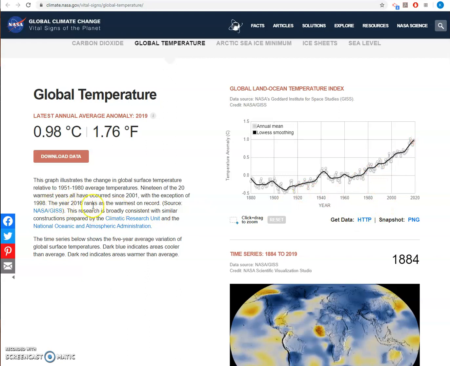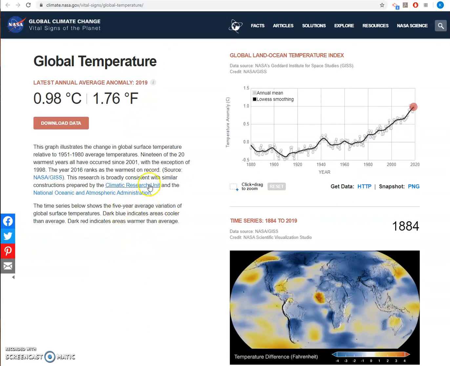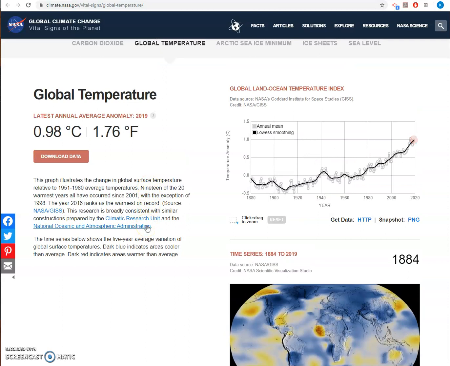The year 2016 was the warmest on record. This is consistent with similar constructions prepared by these places. Okay, so what this means is this is kind of a data construction. We're gathering data how we can, sometimes using satellites, sometimes measuring it around the world. A lot of this can be measured with infrared from satellites, which is great. And we're putting it together and comparing it to what it's been like in the past.